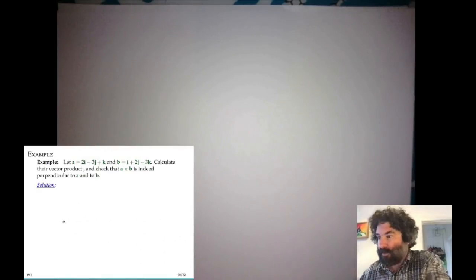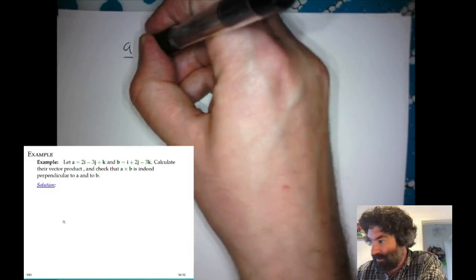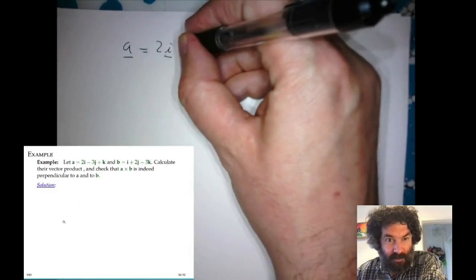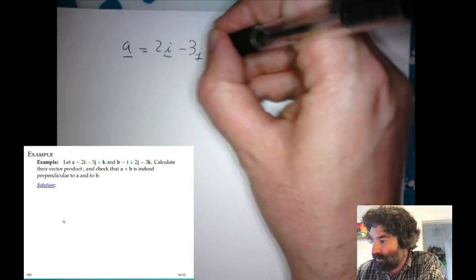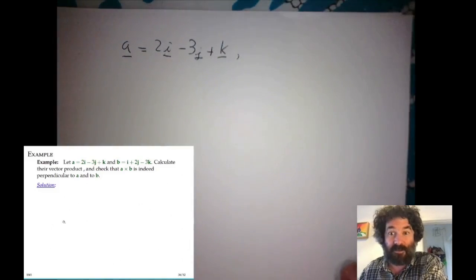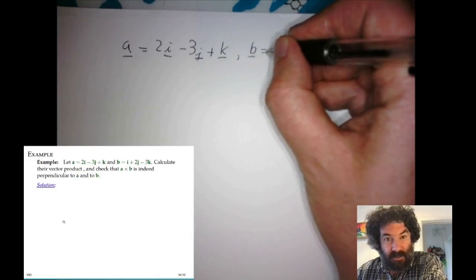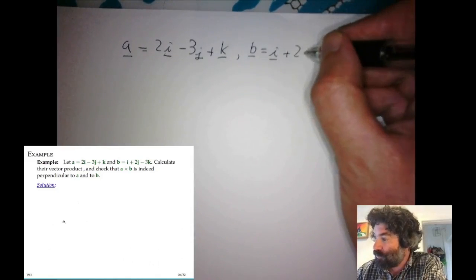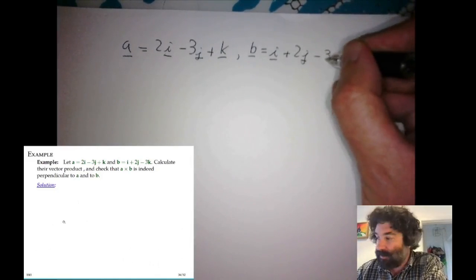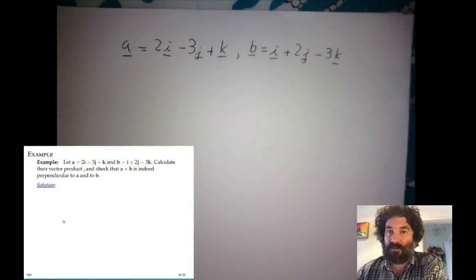All right, so I'm going to write down the vectors. A is 2i minus 3j plus k. We've written the vectors in terms of the three basis vectors, which are parallel to the x, y, and z axes. And the vector B is i plus 2j minus 3k. And we want to calculate the cross product of these vectors and then check that the cross product is in fact perpendicular to both of the two vectors.